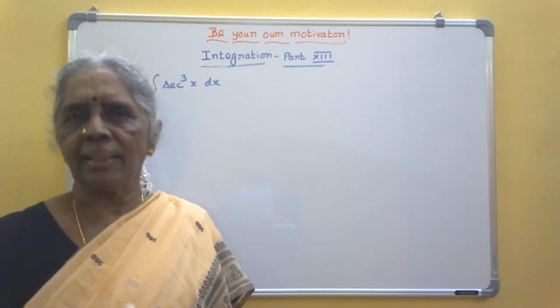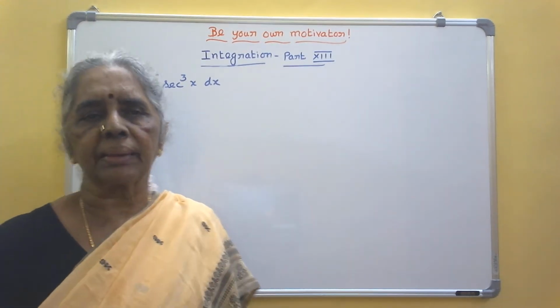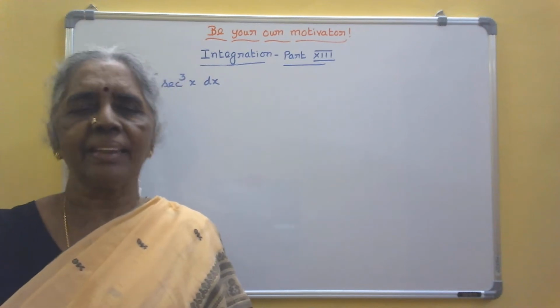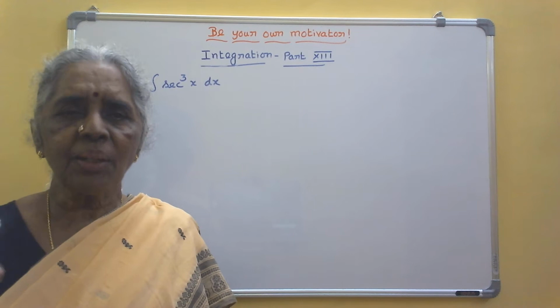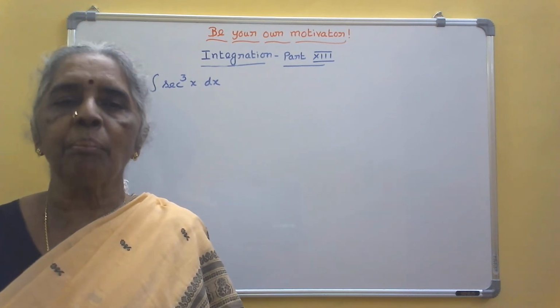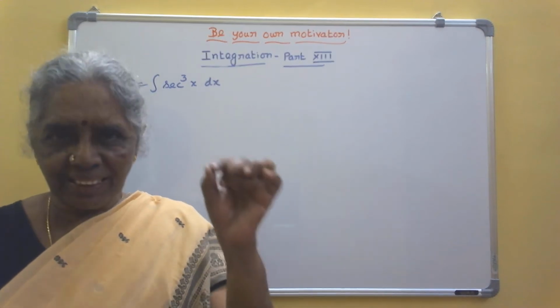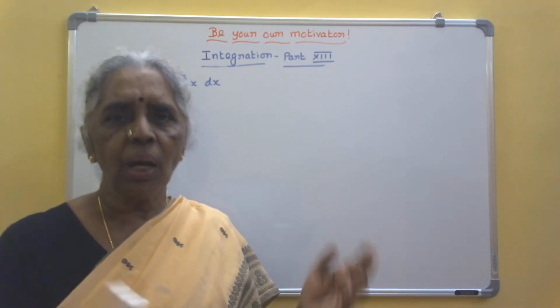One thing that you may think here is you can do it using integration by parts, taking secant cube x as the u function and dv as dx, isn't it? But if you try it, after applying integration by parts, you will get I equal to I. You will get stuck there. You can't proceed further. So here, let me teach you how to go about this.